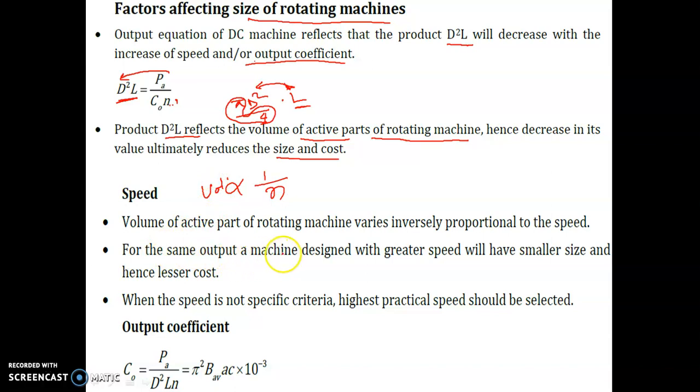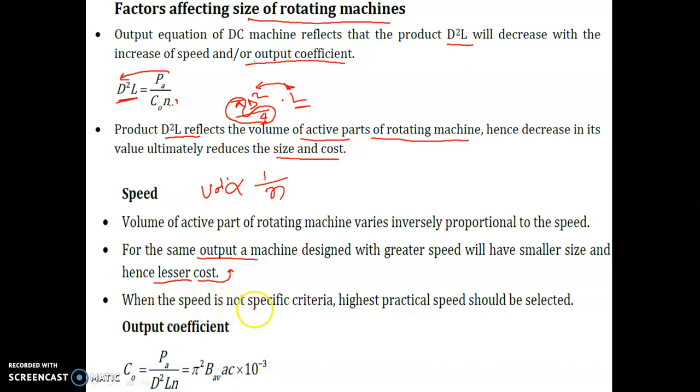For the same output, a machine designed with greater speed will have a smaller size and hence lesser cost. So that is why for a machine which has large speed, the volume will be small. So we design a machine in such a way that its speed becomes high and its volume small, so it takes lesser space and cost is also reduced.